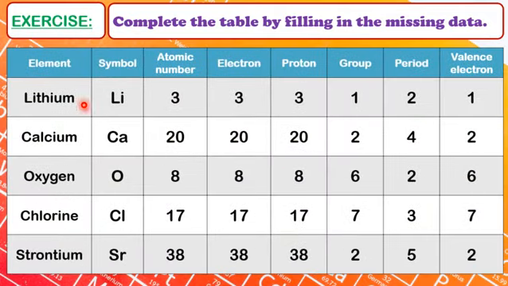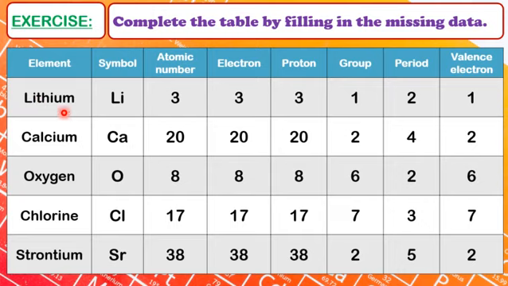So this is the table that you are going to answer. I will give you one example first. The elements that we have here are lithium, calcium, oxygen, chlorine, and strontium. So you're going to give me the symbol of the particular elements here, the atomic number, the electron, the proton, group, period, and the valence electron in each given element. Okay, so let's start with lithium.